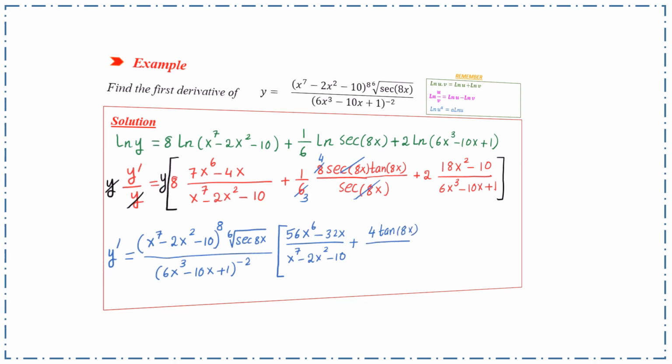divided by 3, and the last one we have 2 here, so you have to multiply by 2 the terms in the numerator, and 2 times 18 equals 36x squared minus 2 times 10, 20, divided by 6x cubed minus 10x plus 1.